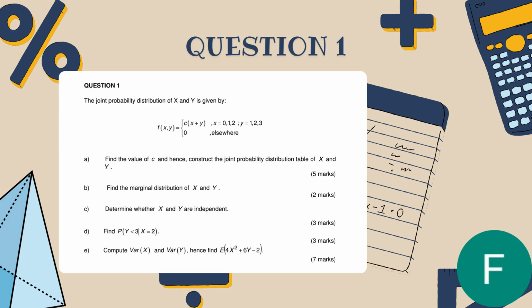The question is divided into 5 parts from part A until E, and I will explain each part step by step using formulas. We are given the joint probability distribution function f of x, comma y equals c times x plus y, where x can be 0, 1 or 2 and y can be 1, 2 or 3. The probability is 0 elsewhere. Since x and y take discrete values, they are discrete random variables.